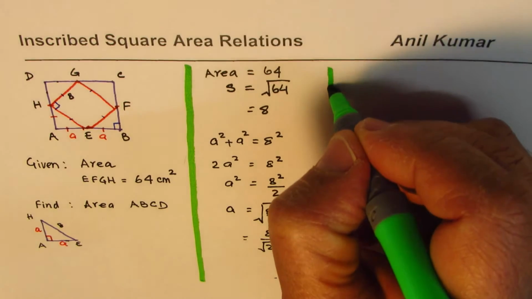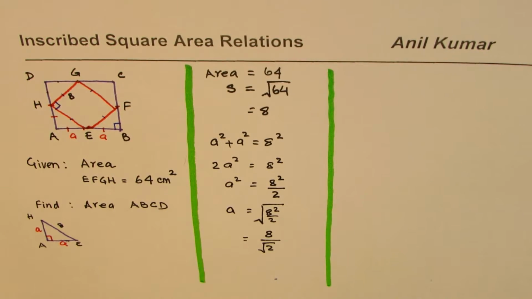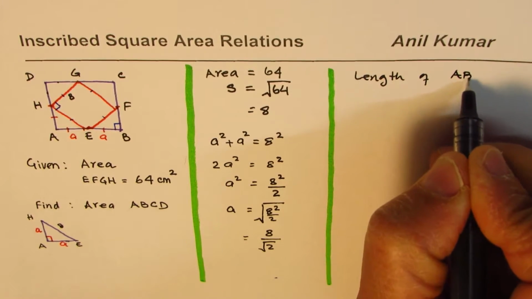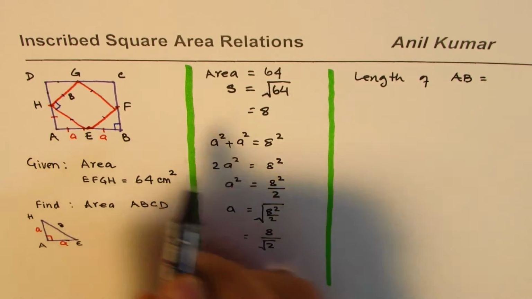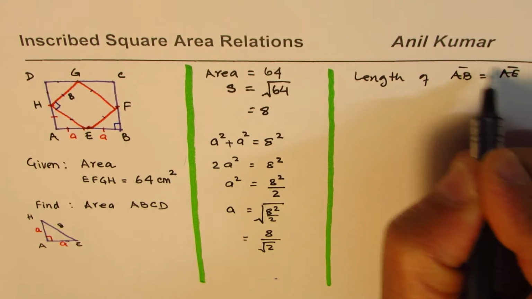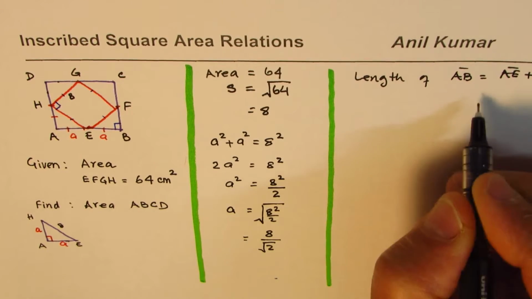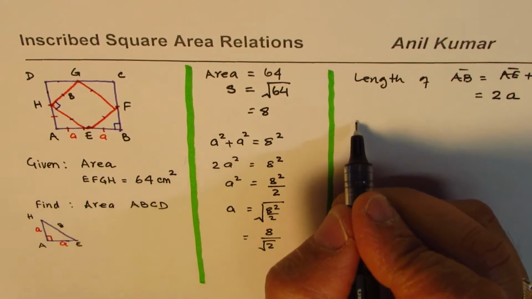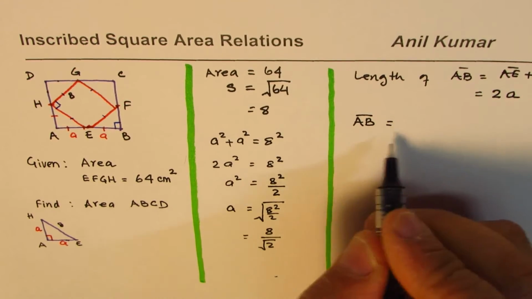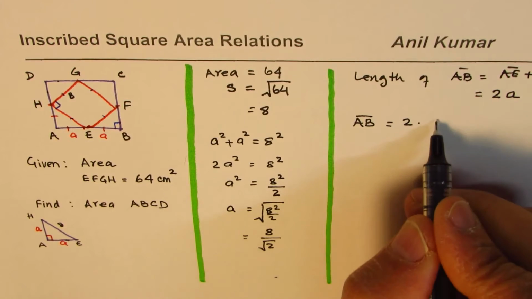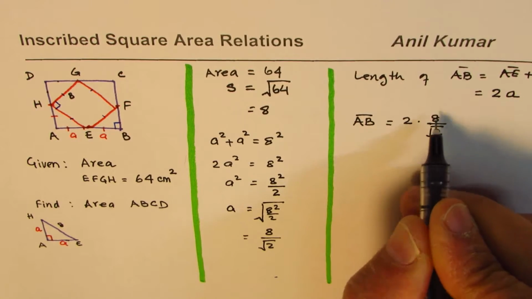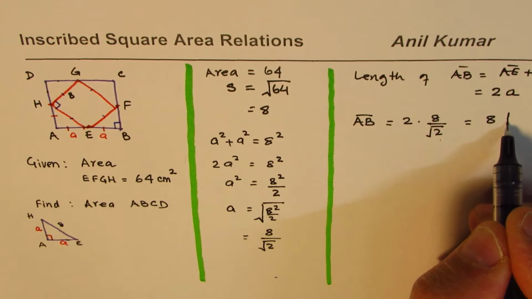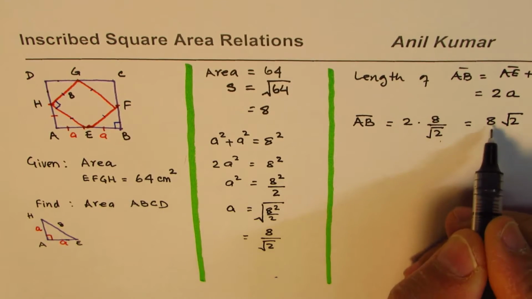So let's move forward from here, and we can say that the length of side AB equals AE plus EB, right? Since both are equal, it is 2 times a. Therefore we know AB, the length of this square, equals 2 times 8 divided by square root of 2. That could be written as 8 square root 2, since 2 divided by square root 2 is square root 2.